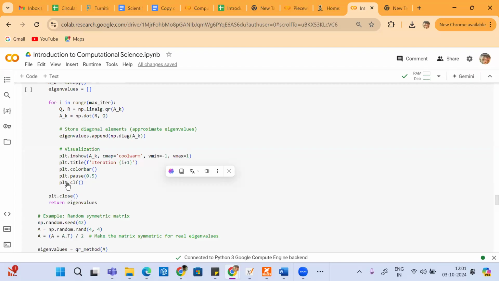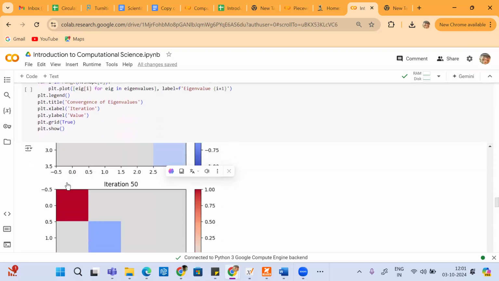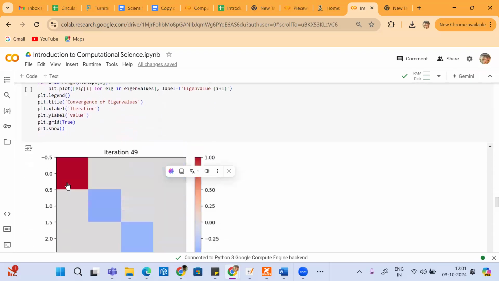I will run the QR method again and again, and I will show you an animation of how the numbers change according to the colors. And I'll convince you that during the QR method, things are converging to an upper triangular matrix. That means the lower entries will be white or no change at all, and the only change will occur in the upper triangle. So this is what I have generated till 50 iterations.